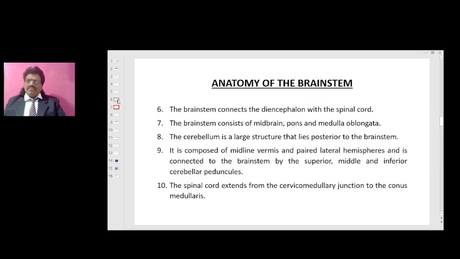So, anatomy of the brainstem. The brainstem connects the diencephalon with the spinal cord. The brainstem consists of the midbrain, pons and medulla oblongata. The cerebellum is a large structure that lies posterior to the brainstem. It is composed of the midline vermis and paired lateral hemispheres and is connected to the brainstem by the superior, middle and inferior cerebellar peduncles. The spinal cord extends from the cervicomedullary junction to the conus medullaris.